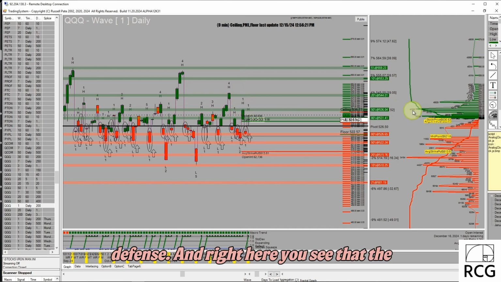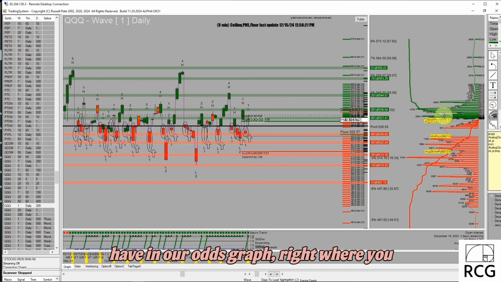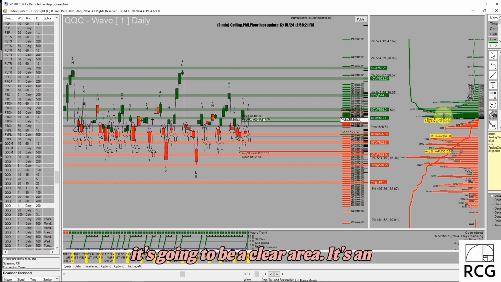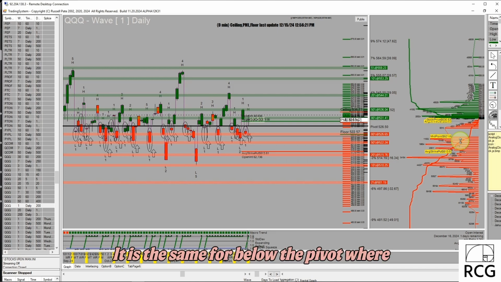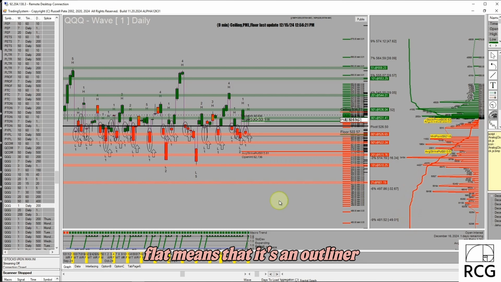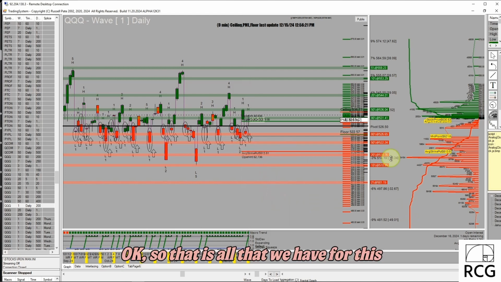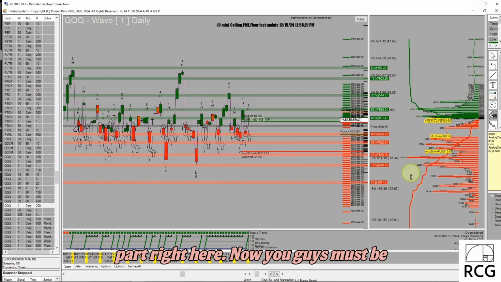And right here you see that the frequency is pretty normal, just like we have in our odds graph. Where you see the frequency going flat, it means it's a clear area, an outlier area. It's the same for below the pivot: where the frequency is flat, it's an outlier area, and the price is not going to reach there anytime soon. Okay, so that is all that we have for this part.